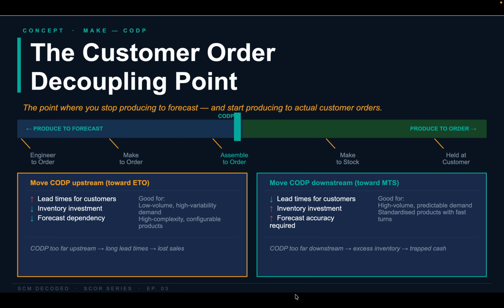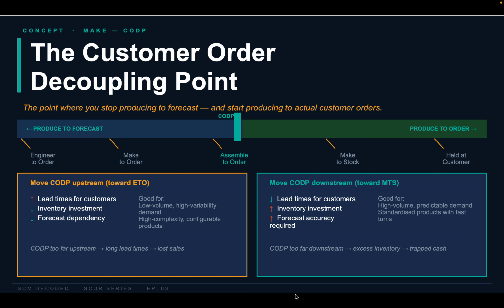If you move it downstream toward make to stock, lead times will get shorter, but your inventory cost increases, forecast accuracy becomes very critical, and this is right for high volume, predictable and standardized products.